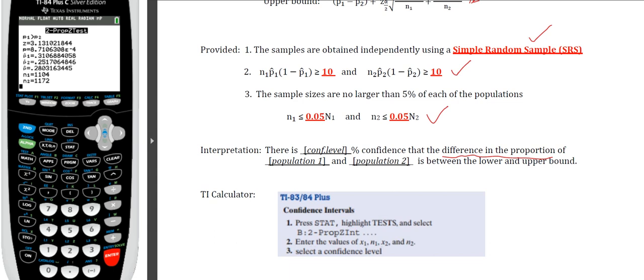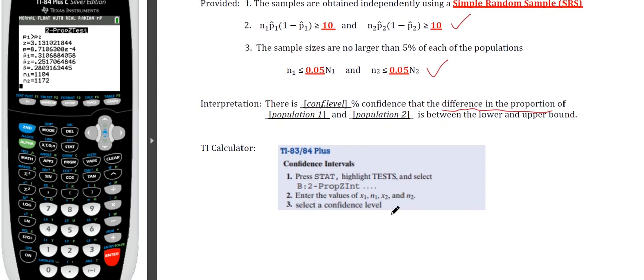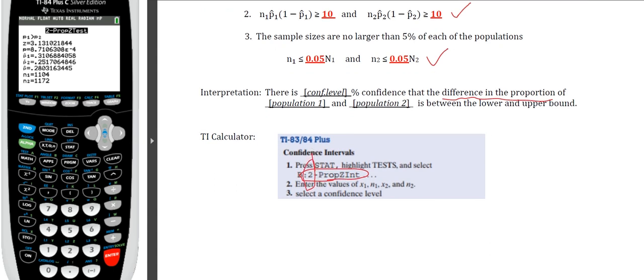In order to do this, we do have a calculator function available to us, and that function is going to be 2prop z int. Again, recall from Chapter 9, when we were doing proportions for confidence intervals, we had 1prop z int. Just like in 10, we had 1prop z test. The only thing changing now is the fact that we're dealing with 2 proportions. So now we are dealing with 2prop z int.